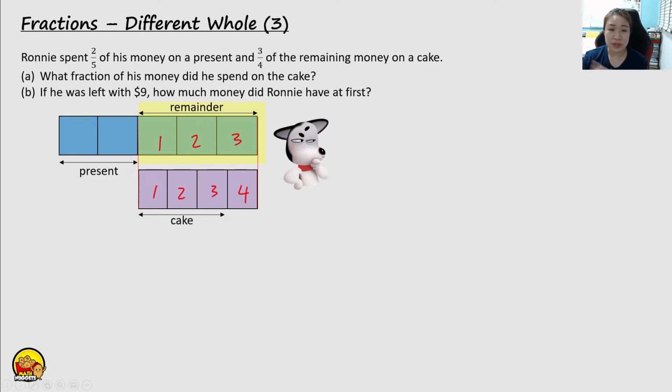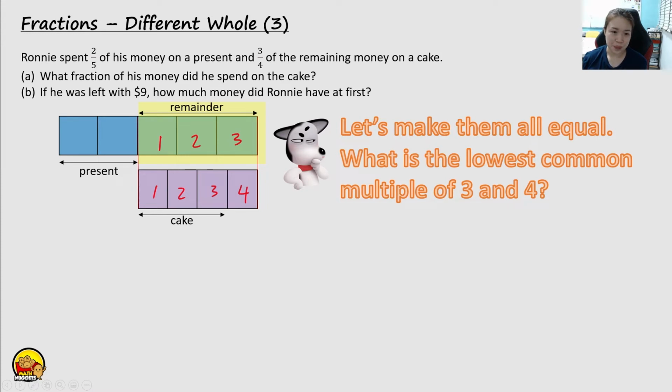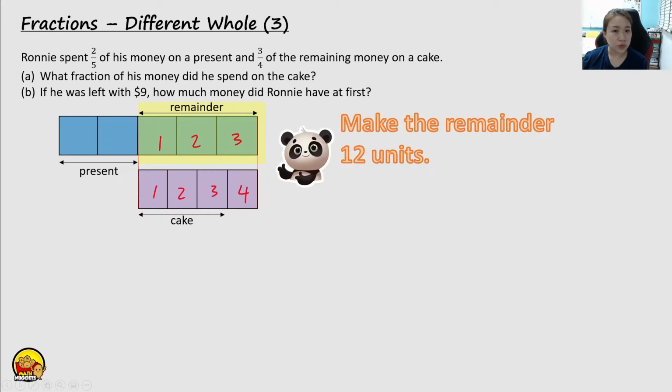Now, obviously, we don't have equal units now. Okay, the units are not the same. So right now, we'll have to make them the same. To make them equal, we need to find out the lowest common multiple of 3 and 4. We need to make the 3 units on top and the 4 parts below equal. So 3 and 4, we can change them to 12, which means I'm going to make the remainder 12 equal units. What can I do to make them 12 equal units is to cut.